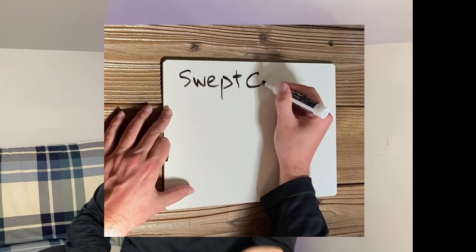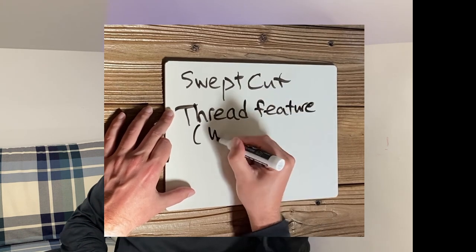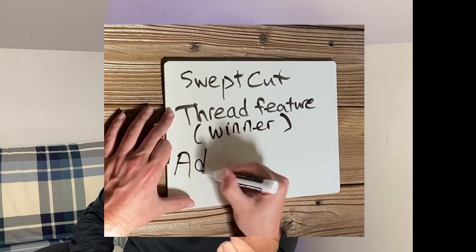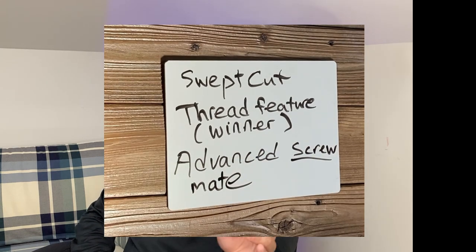So a quick recap. We covered two methods to create the bolt threads, the swept cut feature and the thread feature, which I think is the clear winner. Take advantage of that. And of course, we covered the advanced screw mate for the bolt and nut assembly. I hope you enjoyed this guide.